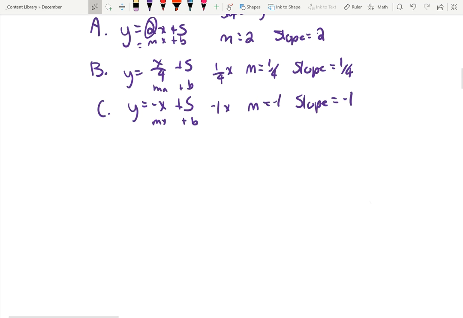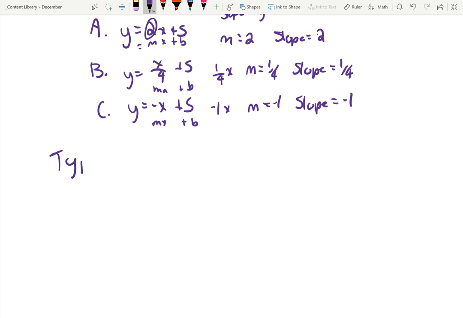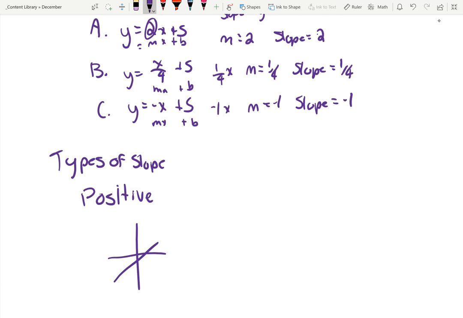All right, now there are different types of slope as well. So we have positive slope. Positive slope is a slope that's increasing from left to right. Or if you read it from left to right, you're going upwards. You have negative slope as another one. Negative, obviously, is pretty much the opposite. You're going downwards from left to right.